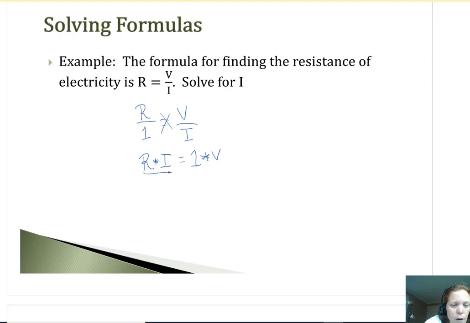Now to get I alone, I would have to divide by r. So I equals v divided by r. So it's kind of like the I and the r ended up flip-flopping. But it should make sense with what we've been doing. If it's divided by I on the right side, it's going to be times I on the left side. And if r is just on top on the left side, so it's multiplied, it'd be divided on the right side.